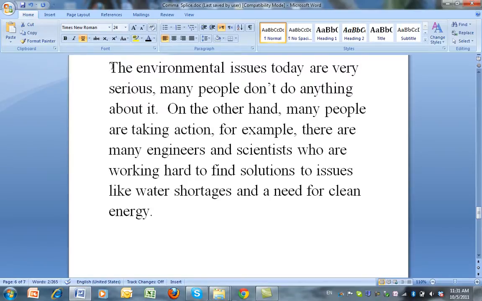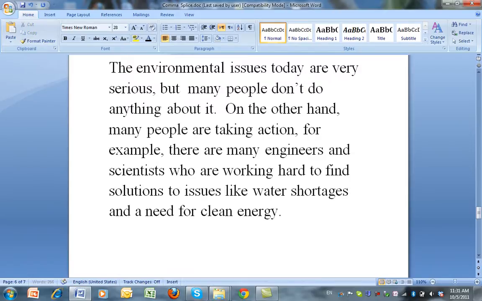So we look here and we say, okay, the environmental issues today are very serious. Many people don't do anything about it. That's a comma splice. What's the relationship? It's a contrast relationship. So we can simply say, but. There are environmental problems, but many people don't do anything about it. Now here the writer did a good job. Full stop. On the other hand, comma, many people are taking action.